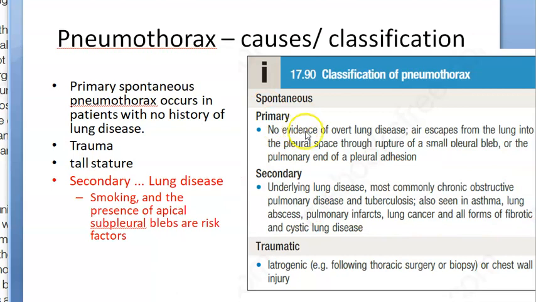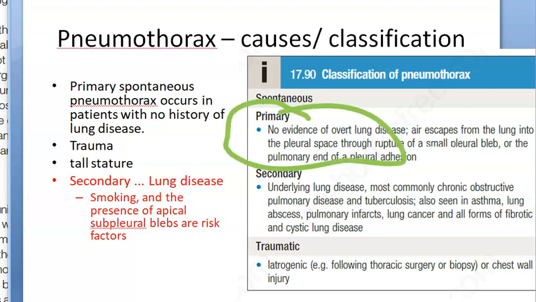Now coming to primary, the lung is totally fine. There is no disease or anything. So there is some bleb or something which is bursting and causing this pneumothorax. But they're saying the lung is absolutely fine. So that's what you should understand about primary pneumothorax.